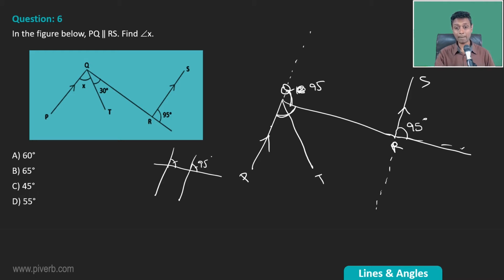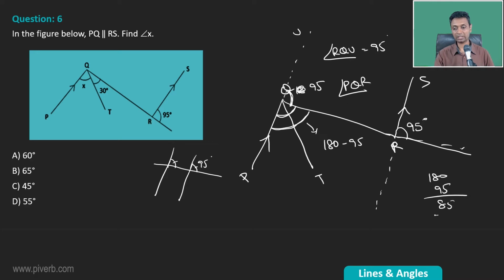What will be angle PQR? Say this point is U. Angle RQU is 95. What will be angle PQR? This angle. This angle is 95. This angle will be 180 minus 95. 180 minus 95 is 85.